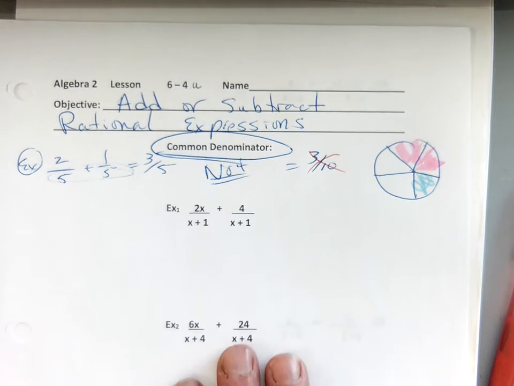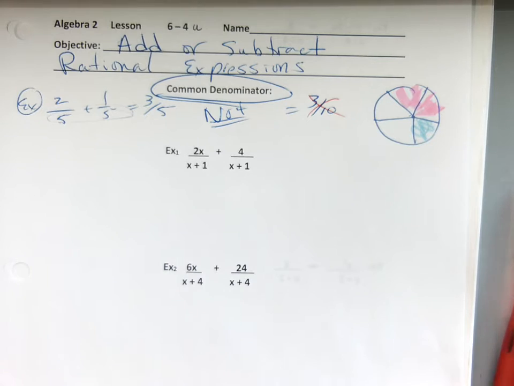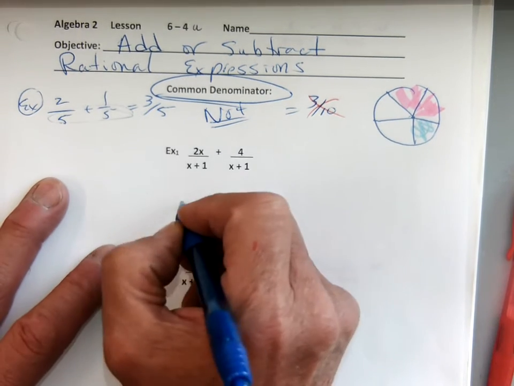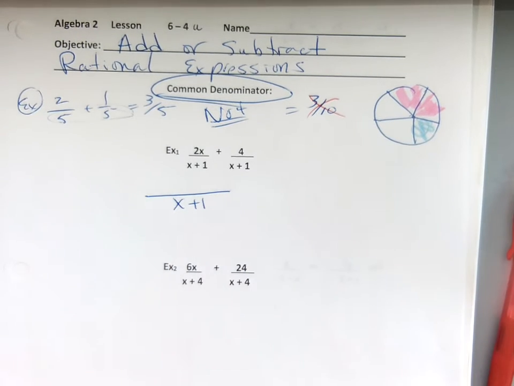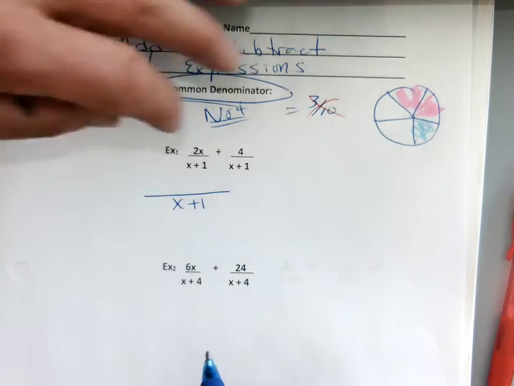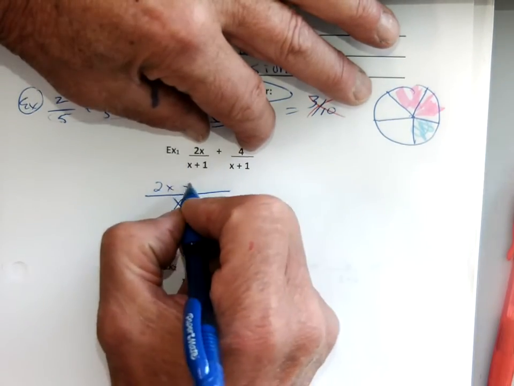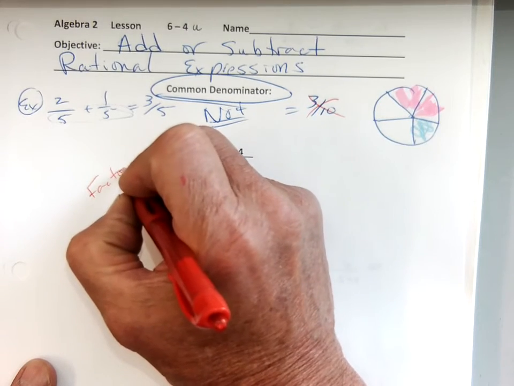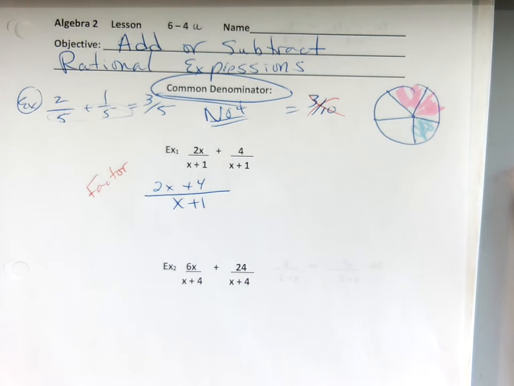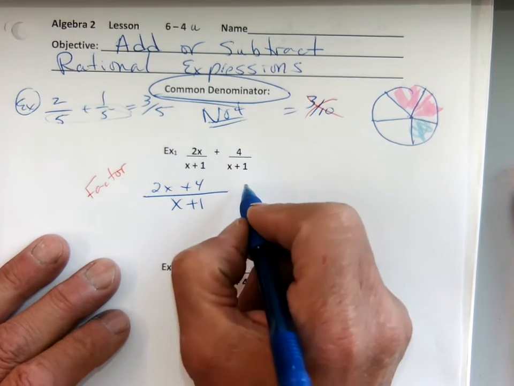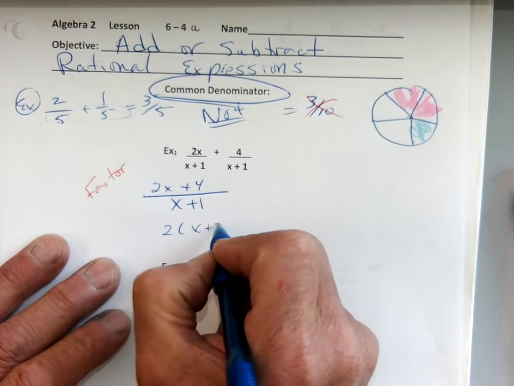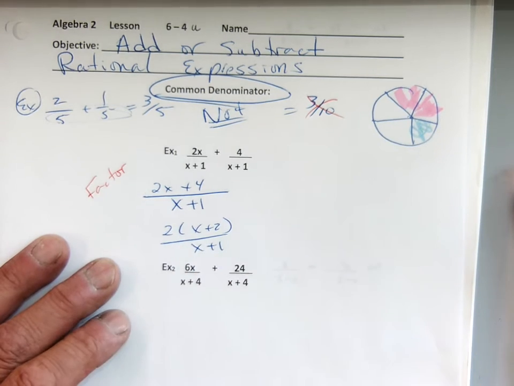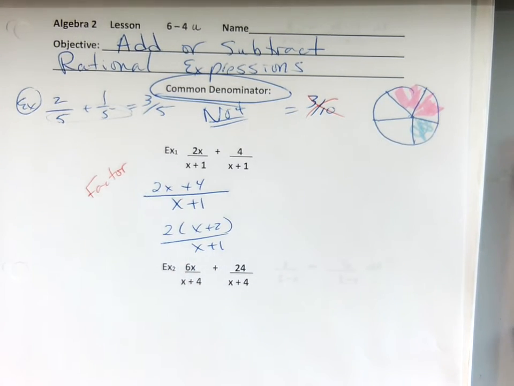Okay, now let's go back. Example 1. Do I have a common denominator? Yes, and it happens to be the x plus 1. So just write it down, x plus 1. If you have a common denominator, write it down. And then let's add the numerator: 2x plus 4. Can we reduce? Well, if we factor, we might be able to reduce, right? So if I factor 2, I get an x plus 2. So it does not reduce, right? You guys agree? Does not reduce, so that's my answer.